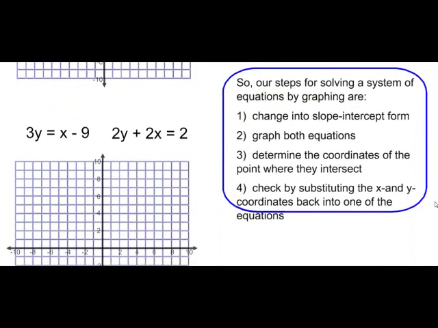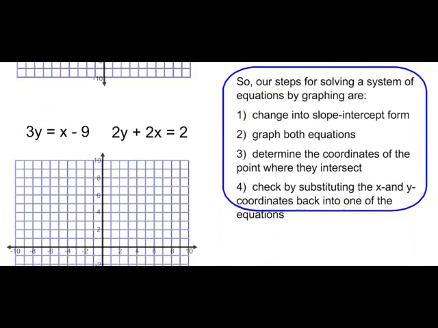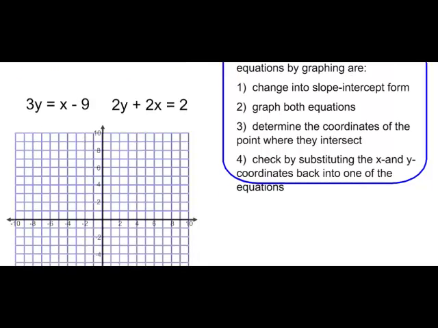So let's recap real quick. Our steps for solving a system of equations by graphing are: change into slope-intercept form, graph both equations, determine the coordinates of the point where they intersect, and check by substituting the x and y coordinates back into one of the equations. Okay, pretty easy.